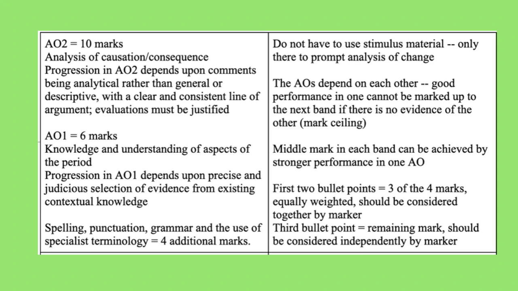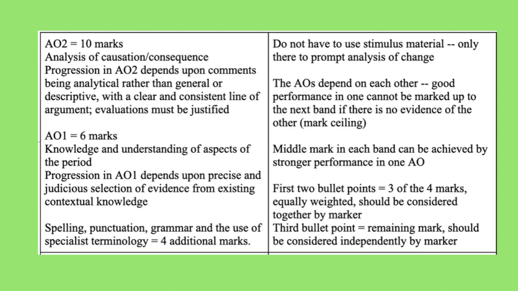So that brings us on to AO2, which is worth 10 marks, and that is your analysis of causation and consequence. Which one of those is will depend on the specific question that you've been given. But really, when the examiner says analysis, they're just looking for you to explain why. So whenever you give a statement, whenever you give a judgment or opinion, you just need to explain why.